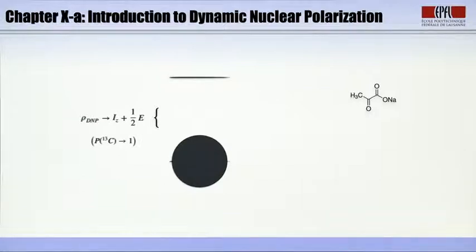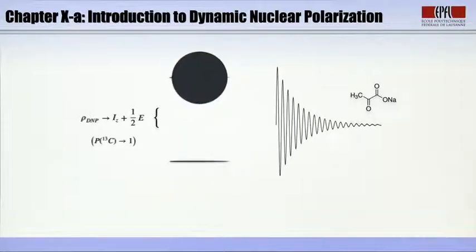Now what you would like in your NMR experiment is to have all the populations sitting on the same energy level so as to have a very high polarization, in such a way that when you drive your transition, you end up with a very large signal.